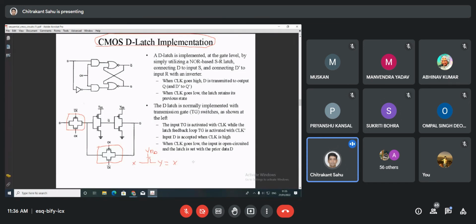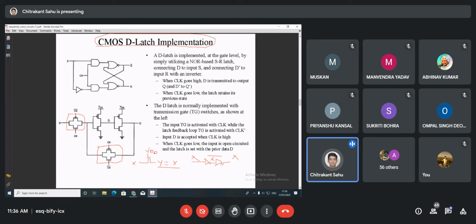But CMOS logic will always give an inverting function, right? So that is also a limitation of CMOS. We cannot make Y equal to X. It will only be possible if we have two inverters. If the input is X, it will become X only after putting two inverters. In between it will give X bar.